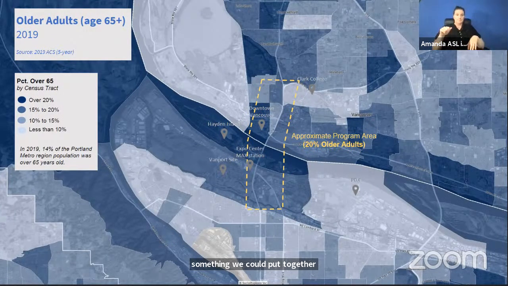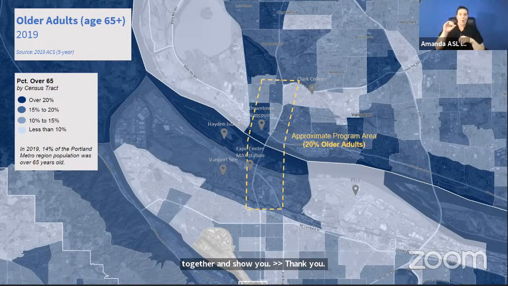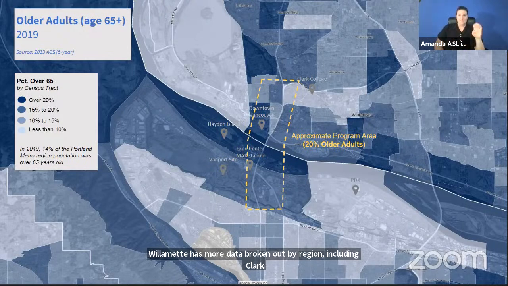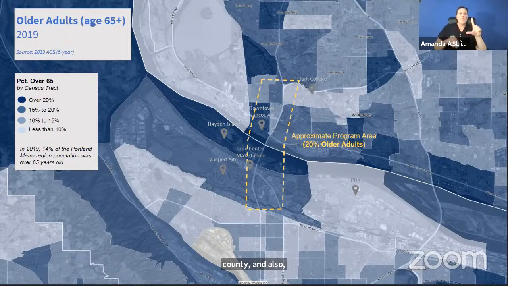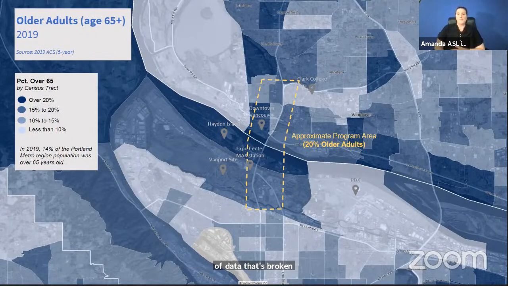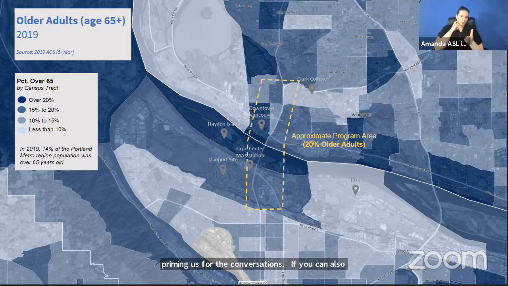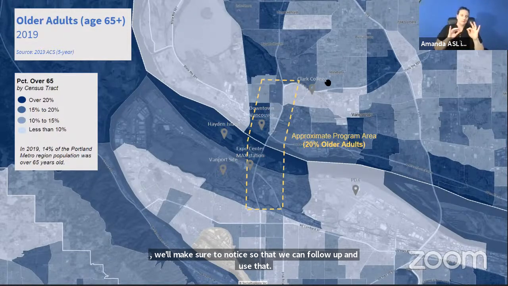I just wanted to say that the 2019 Community Health Needs Assessment for the Columbia-Willamette has more data that is broken out by region, including Clark County, and then also specifically by race. I was going to put the link in the chat, but it's disabled. But it's a good report of data that's broken out, like Yolanda mentioned. Great, and you guys are doing a nice job of priming us for the upcoming conversation. If you can also send me that stuff, but also if you mention it in the small groups, we'll make sure to note it so that we can follow up and use that. So this is perfect. This is exactly what we're hoping to do here.